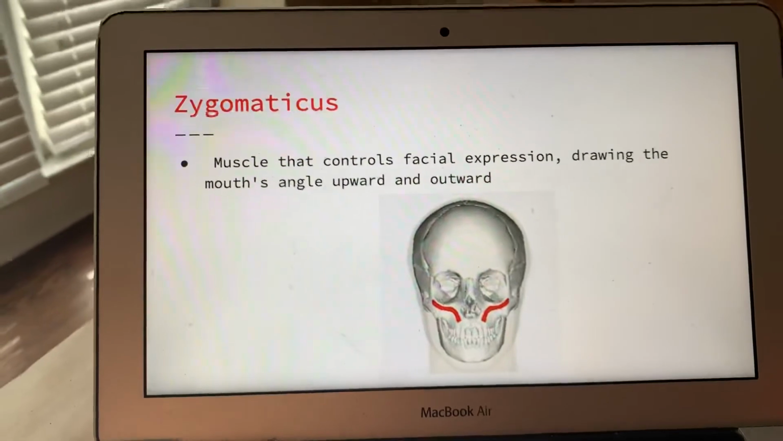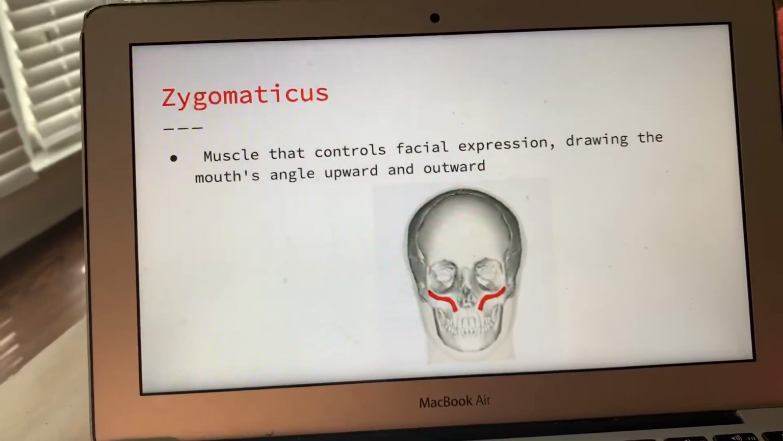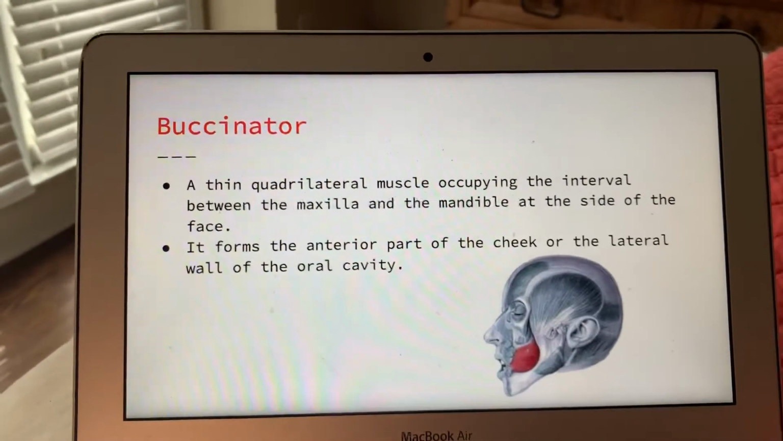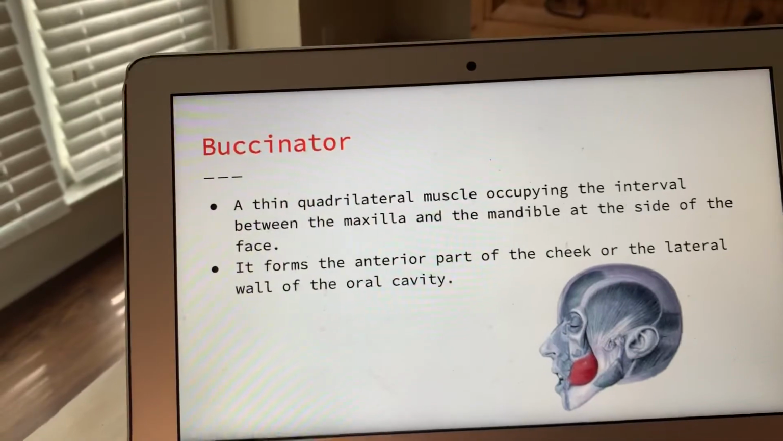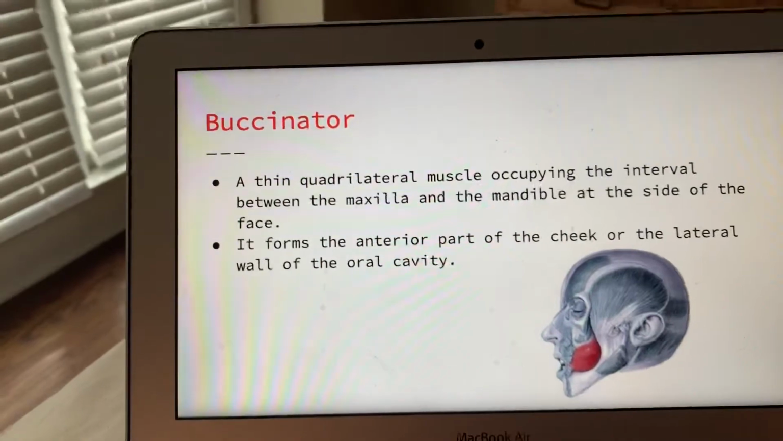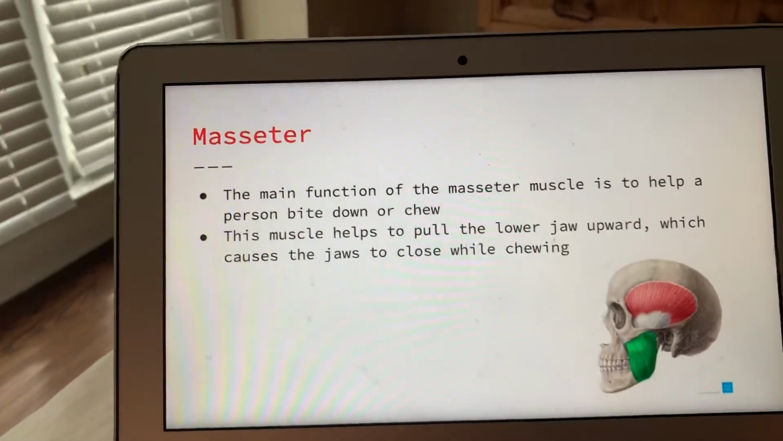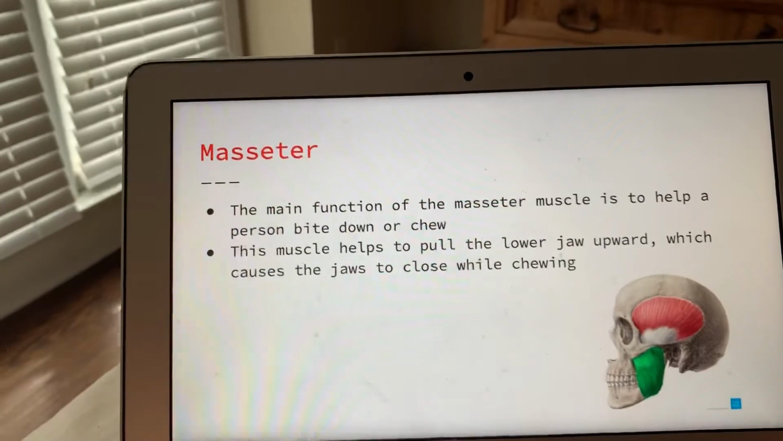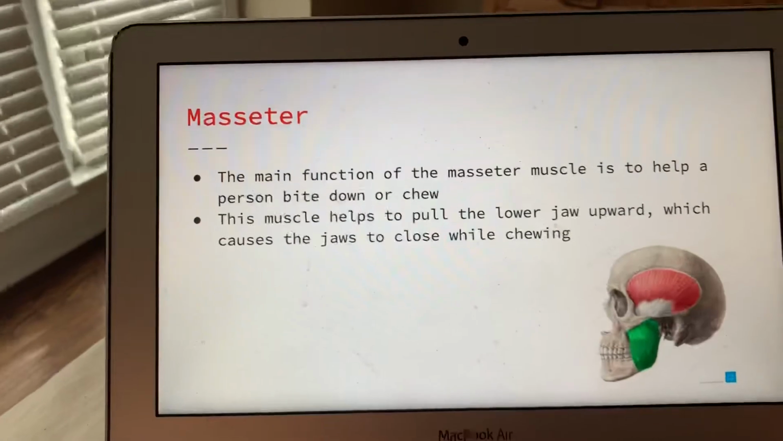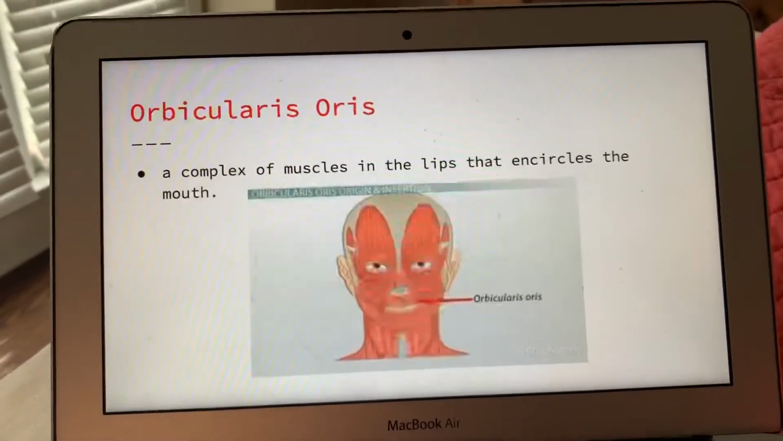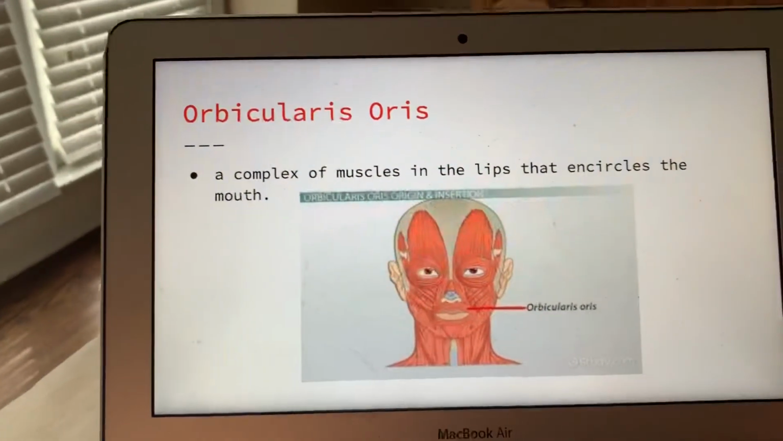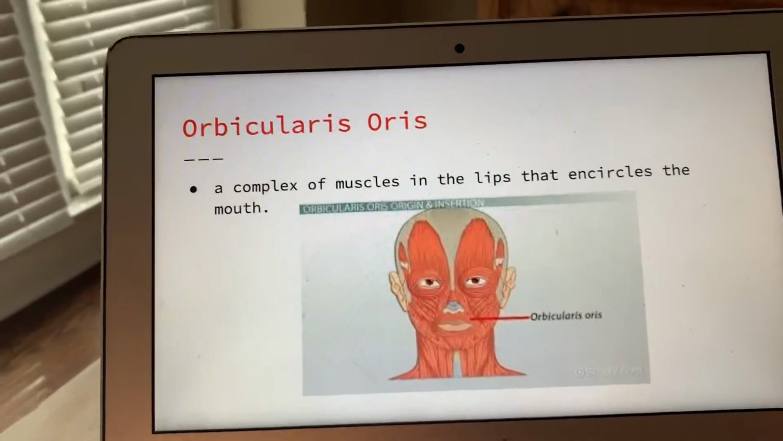The zygomaticus is a muscle that controls your facial expressions, like drawing the mouth's angle upward or outward. The buccinator is a muscle that forms the anterior part of the cheek or the lateral wall of the oral cavity. The main function of the masseter muscle is to help a person bite down or chew. The orbicularis oris is a complex of muscles in the lips that encircles the mouth.